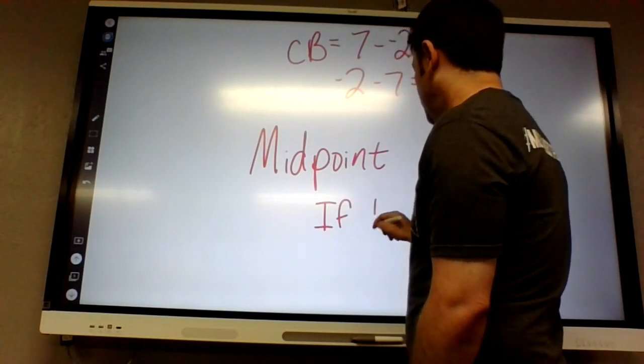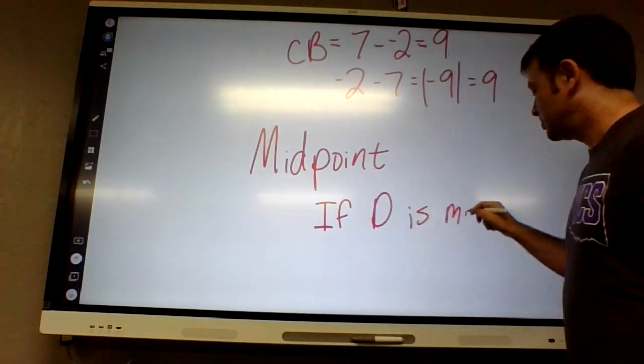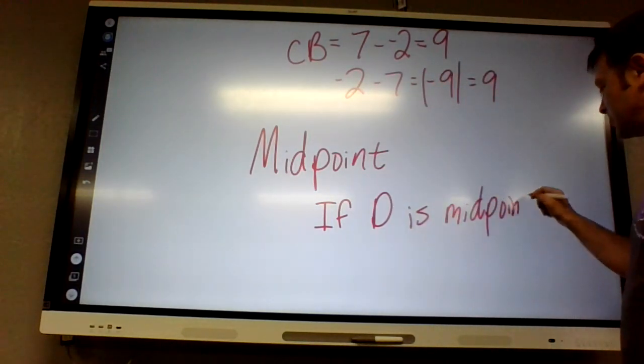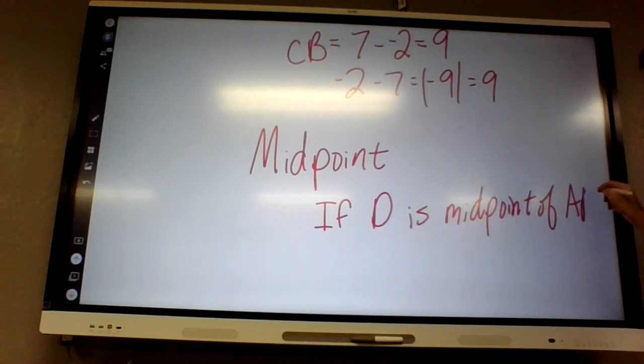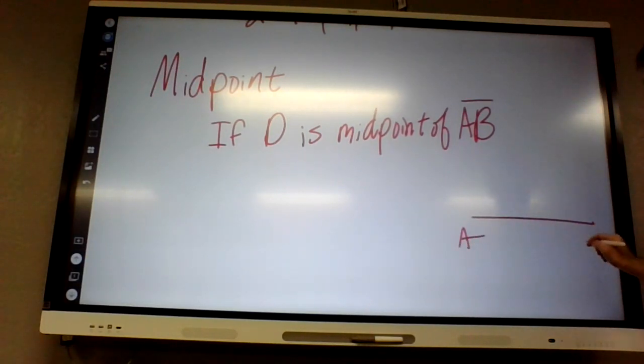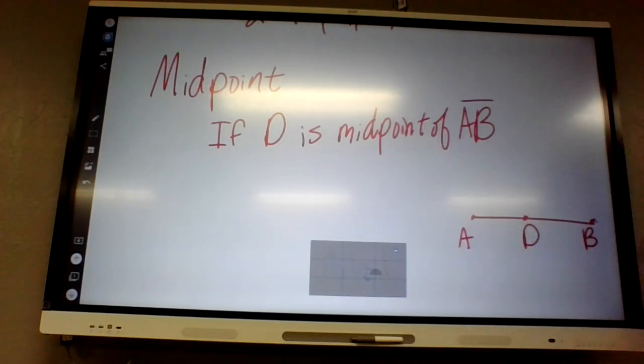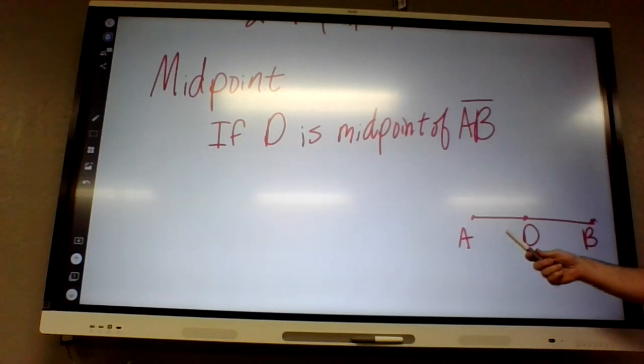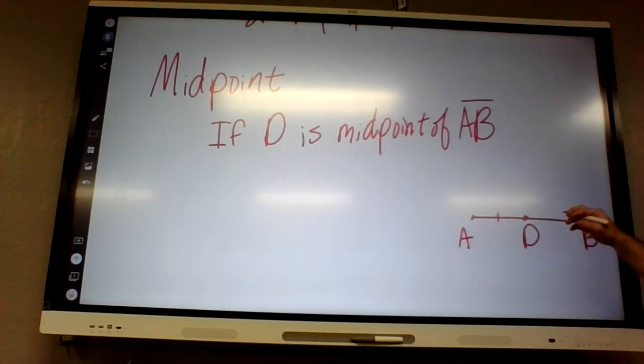If D is the midpoint of segment AB, then guess what is true? So here's segment AB. If D is the midpoint, guess what we know must be true? AD and DB. Right. Did you hear what he said? He said AD and DB are equal. Makes sense, right? You can say it backwards too.